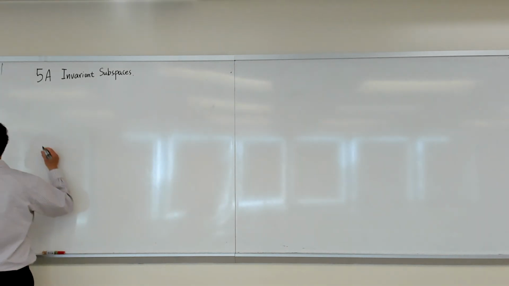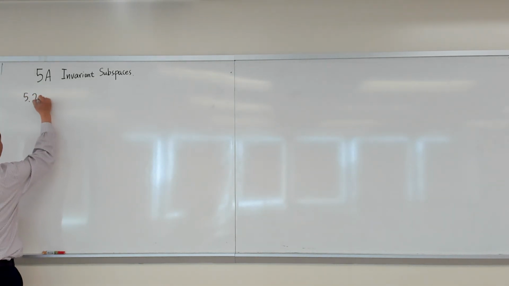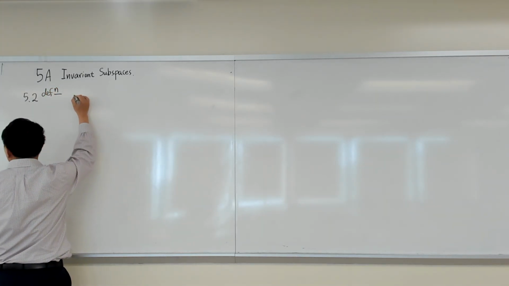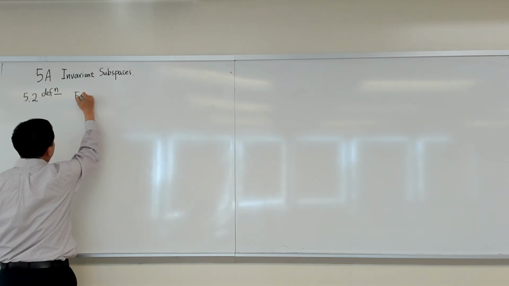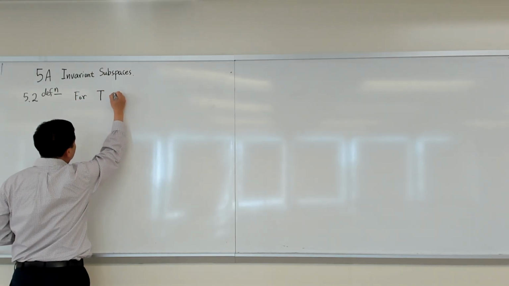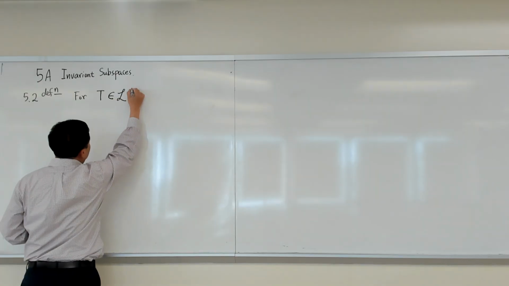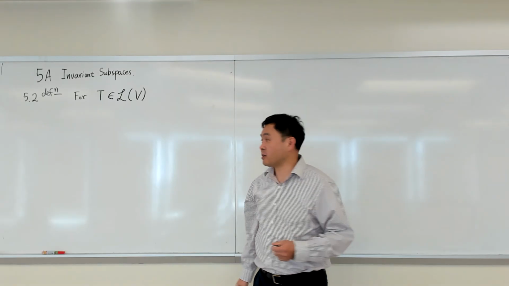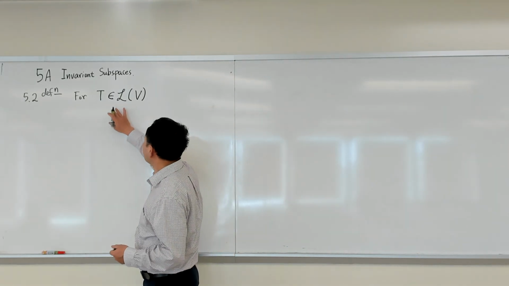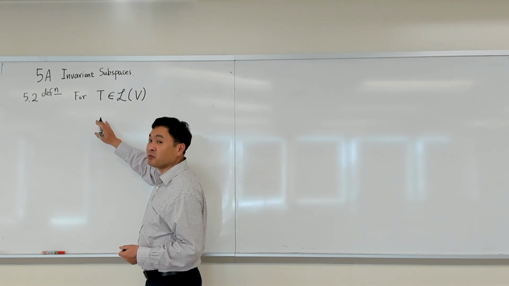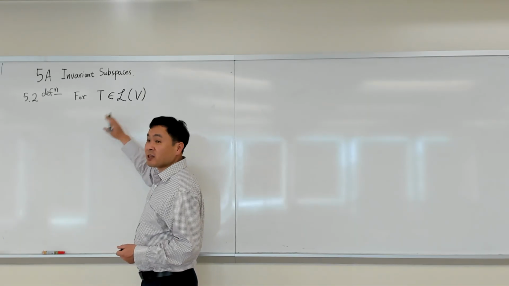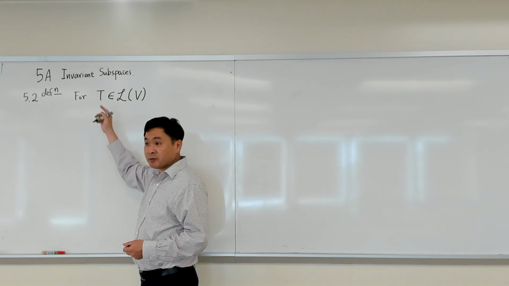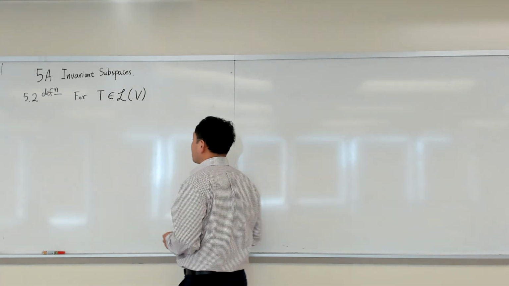So what's an invariant subspace? I'll start with the definition. Definition is that for a linear operator on V, so I said, if a linear map is from V to V, so that the domain and the target spaces are the same, then we call such a linear map an operator. So we discussed this a few lectures ago.